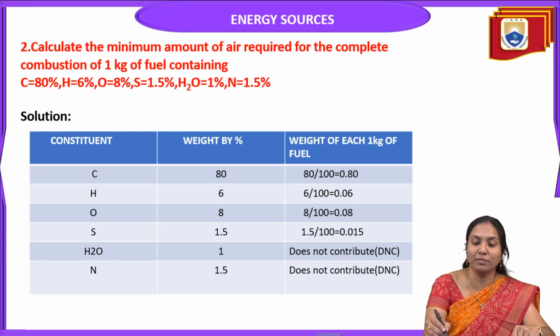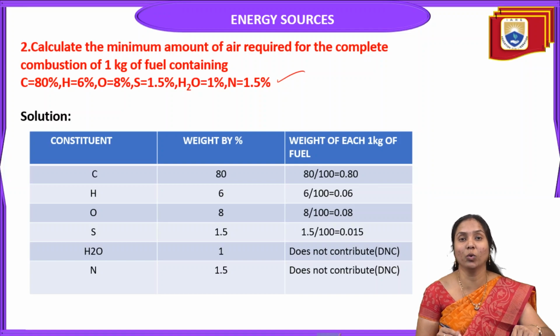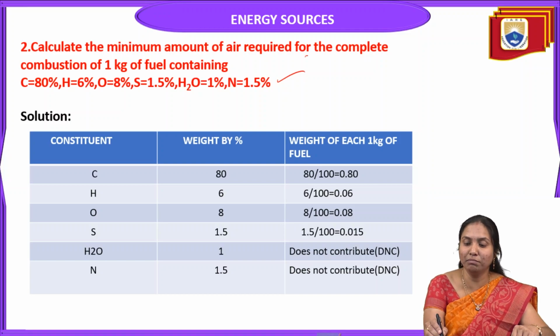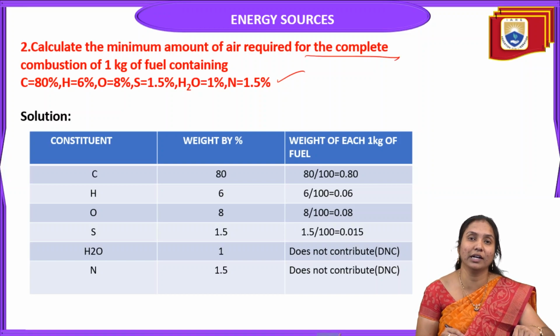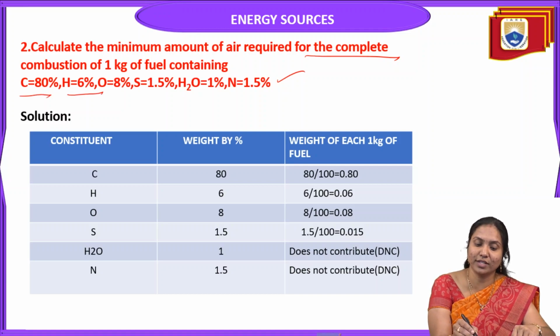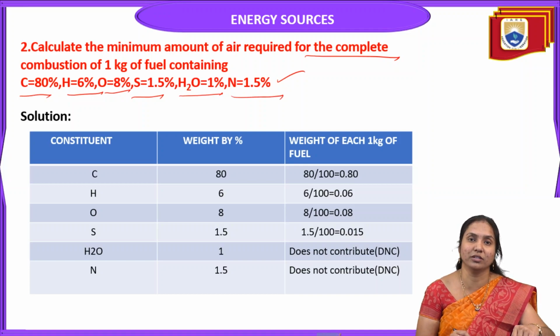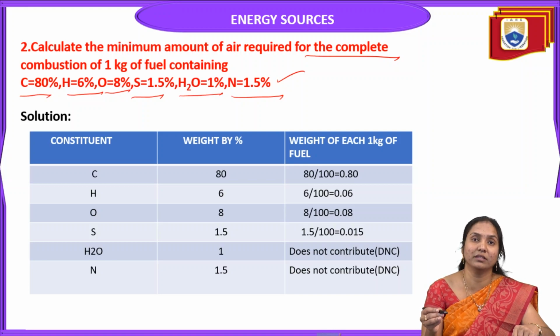So now one more problem we'll discuss based on that. Calculate the minimum amount of air required for the complete combustion of 1 kg of fuel containing carbon equal to 80%, hydrogen 6%, oxygen 8%, sulfur 1.5%, H2O 1% and nitrogen equal to 1.5%. So these elements are present in these percentages in this 1 kg of fuel.